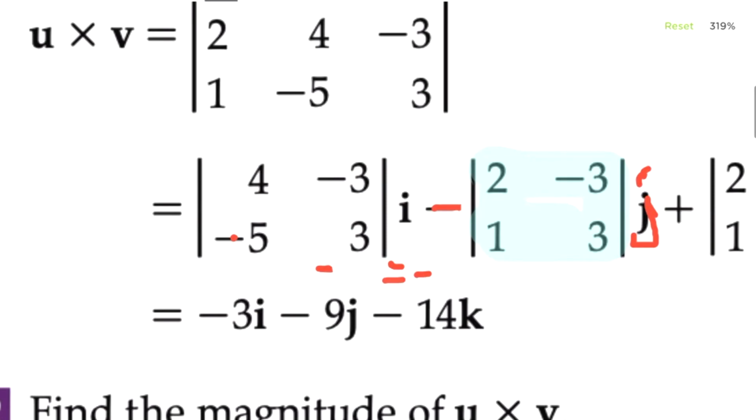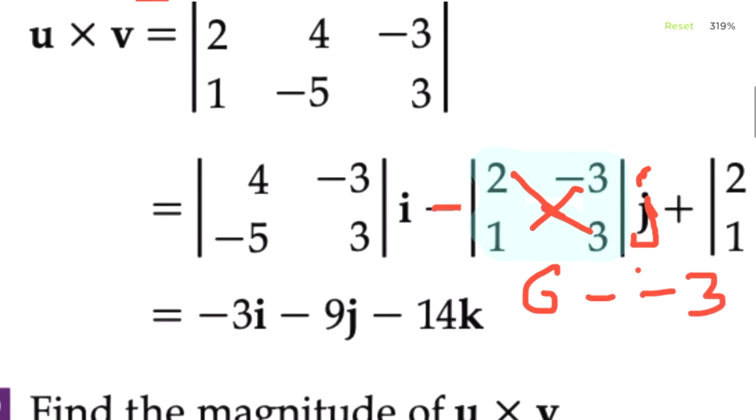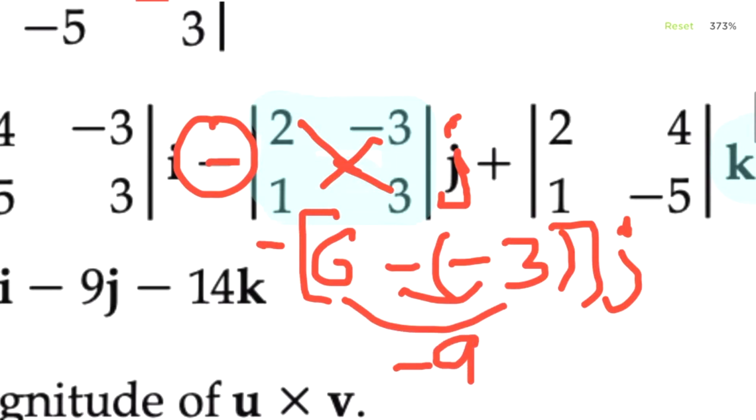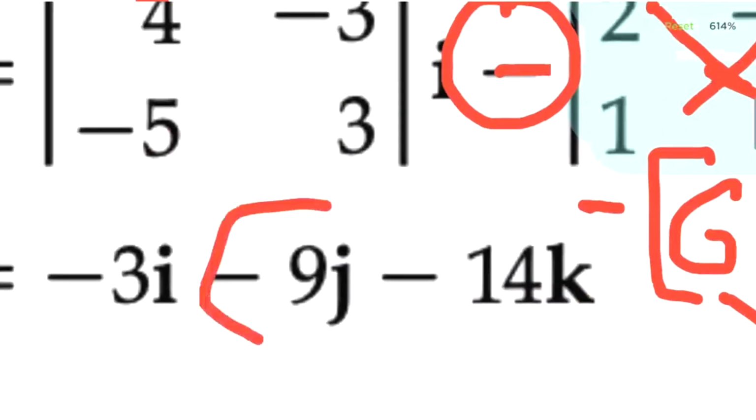We go to j. You do the same. A 2 by 2 determinant has only one way to be calculated. So you do a cross multiply. 2 times 3 is 6. 1 times negative 3 is negative 3. And a minus between. All this should be multiplied by j with this minus. Minus with minus is plus. 6 plus 3 is 9. So you get minus 9j, and that's what you have here.